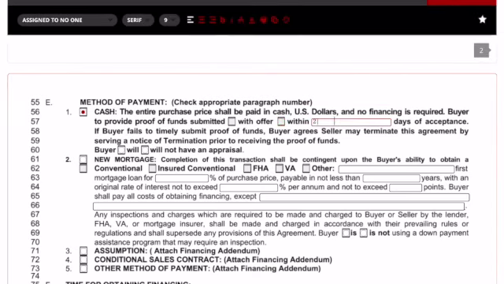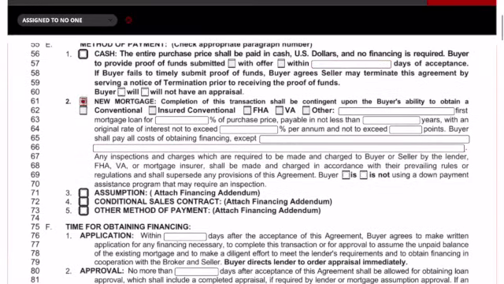So let's back up just a little bit here. And let's say that your buyer's not doing cash. Let's say that they're going to do a new mortgage. They're going to do a conventional mortgage. Insured conventional, you could do FHA, VA, select the appropriate box. Other here, a lot of times you'll click that and put something like USDA, which is a very common one. You would type in here how much money they're getting the loan for. Not how much they're putting down, but how much they're getting the loan for.